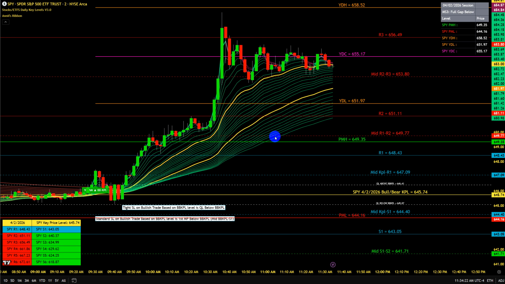This is a rules-based, repeatable SPY day trading framework built around daily market structure, key support and resistance levels, real-time market scenarios, market structure analysis, and precision entries with confirmation. The entire session is traded using the Day Trading GPS, Stocks, ETFs, Daily Key Levels V3.0 indicator, plus one free trading tool that we'll also take a look at.